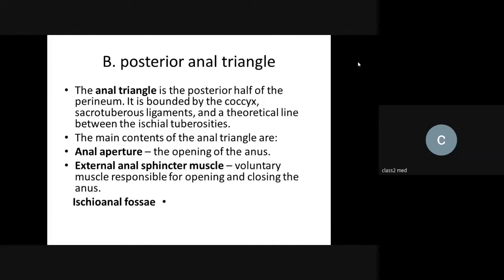The main contents of the anal triangle are the anal aperture, the opening of the anus, and the external anal sphincter muscle, a voluntary muscle responsible for the opening and closing of the anus, and the ischioanal fossa. This is the ischioanal fossa.